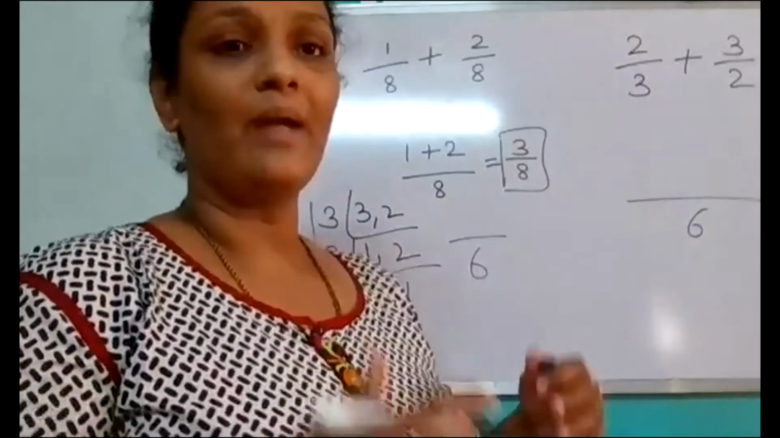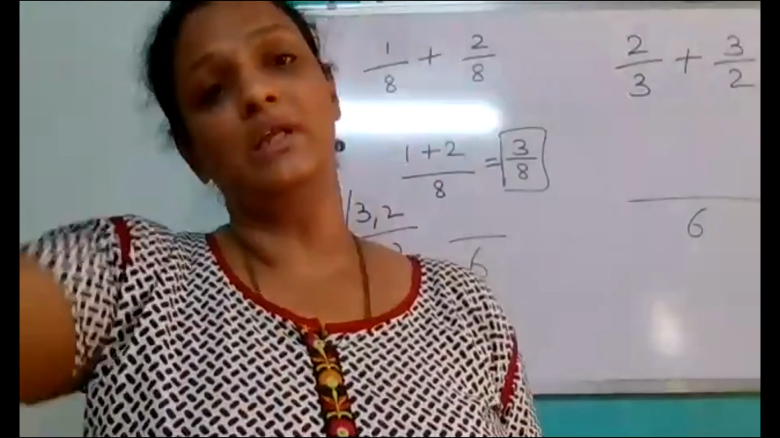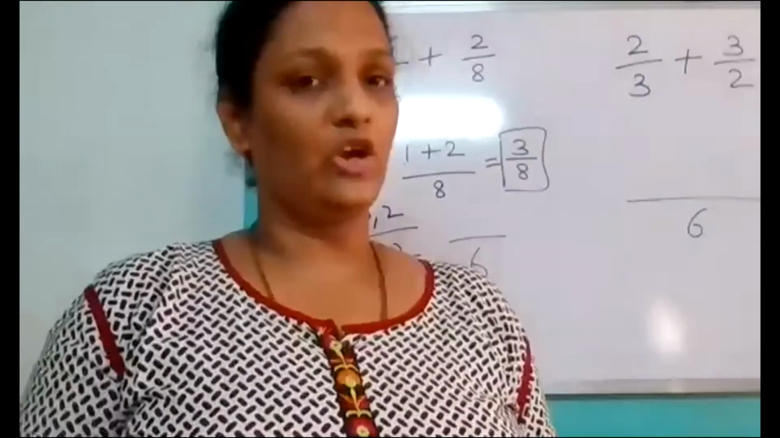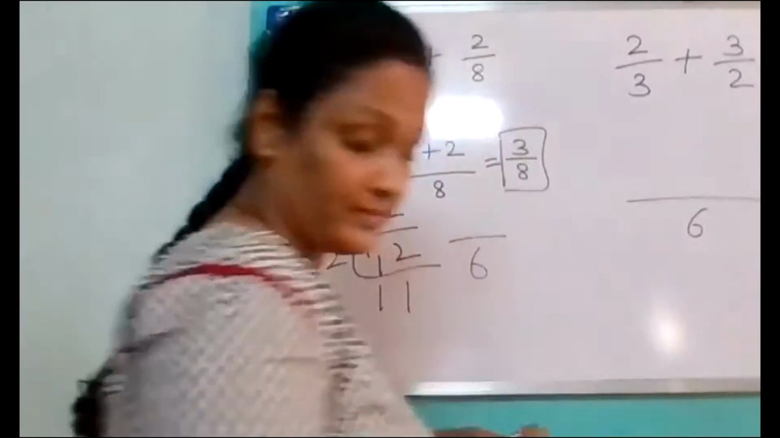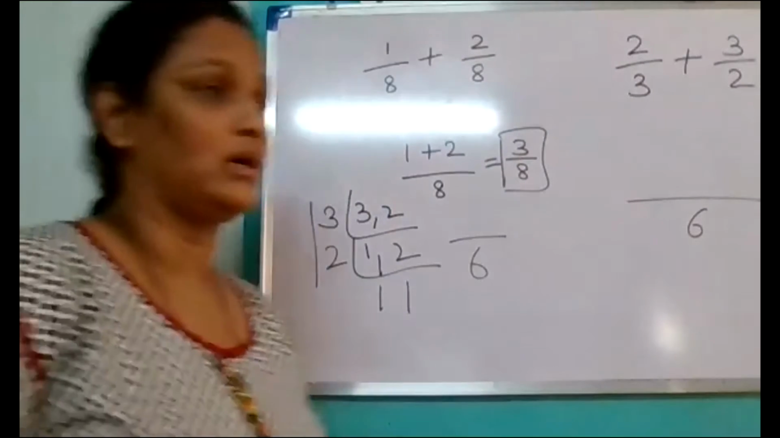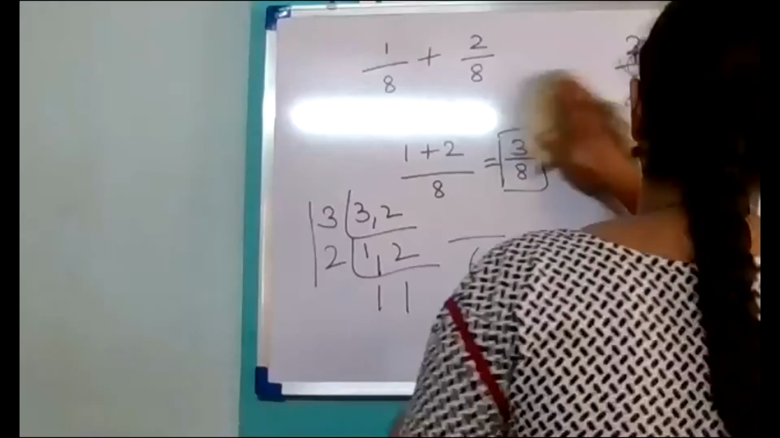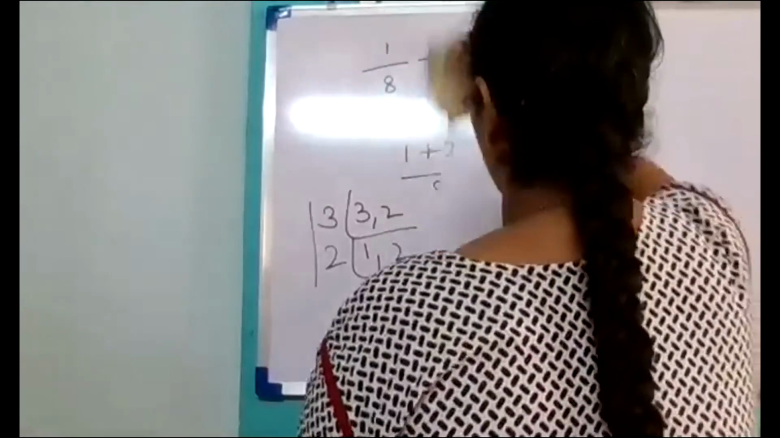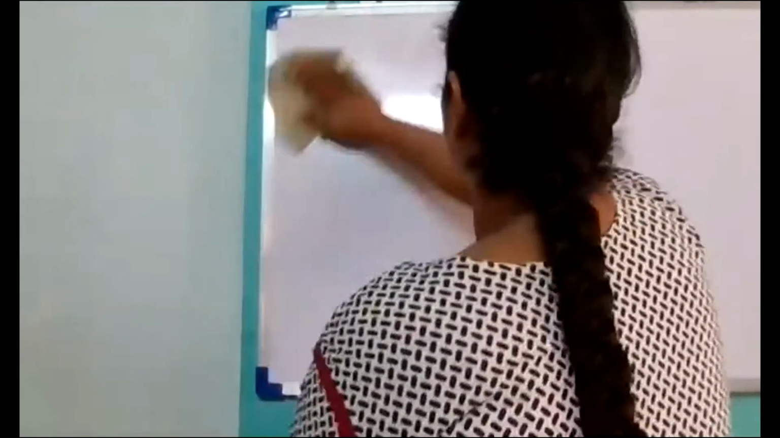Now to make this into a proper fraction, because their denominators are not same, I multiply them with the same number in the denominator also. So one minute, I will take a different example. Ma'am, I did not understand that one, the LCM. Okay, we will do that again.